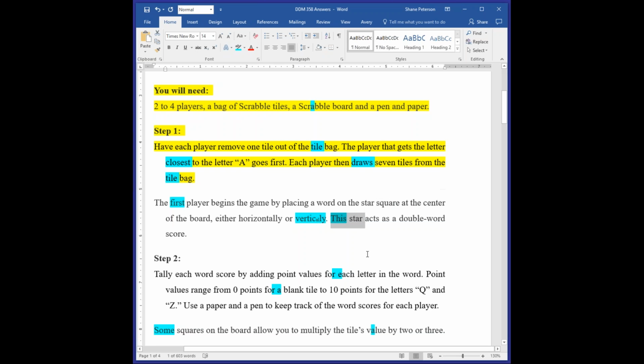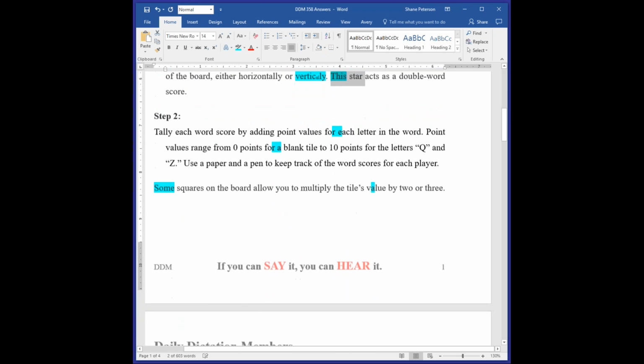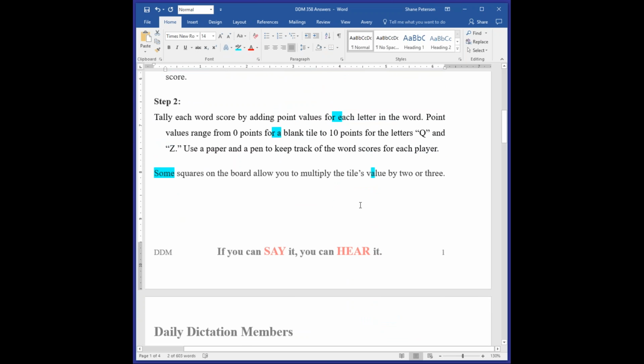This star. This star. Great job. Good job, Dad. Next. Thank you. Now, this is Bertha.